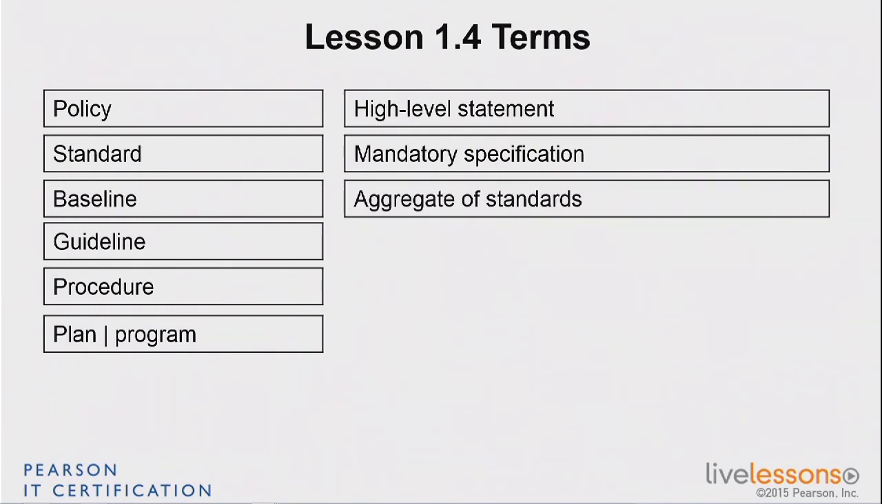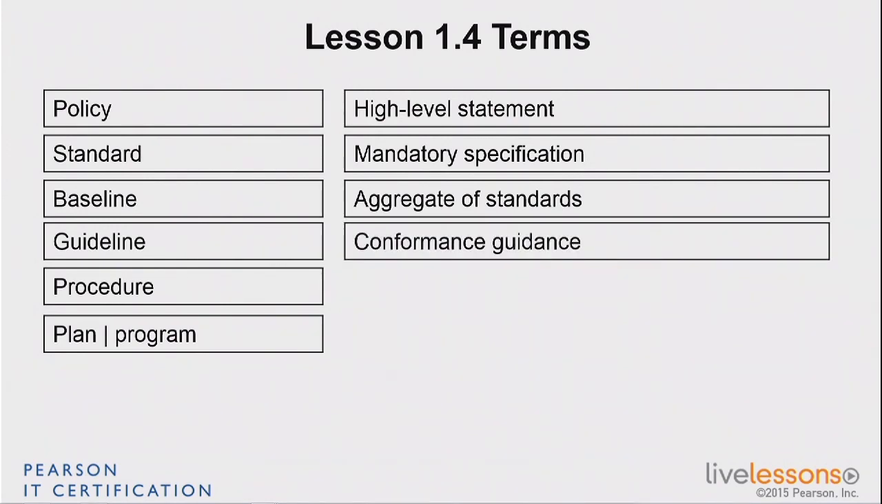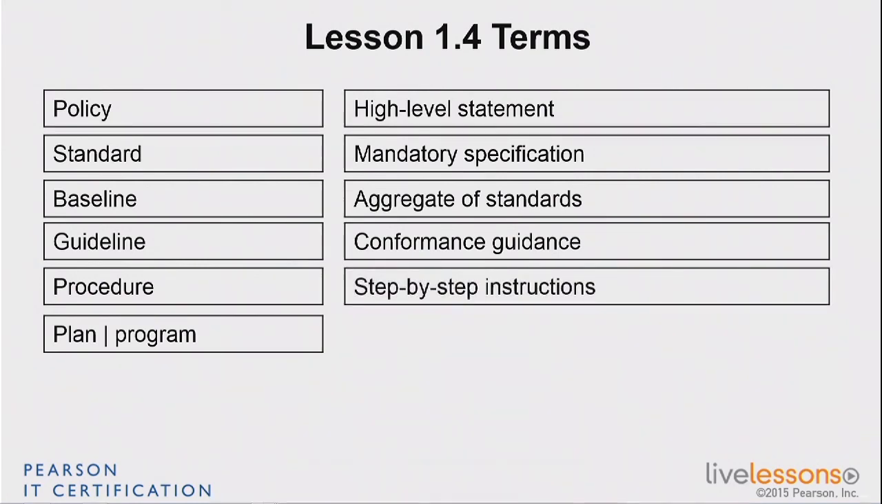A baseline is an aggregate or a collection of standards for a specific group. That group might be a set of devices, it might be locations, it might be users, but it's an aggregate of standards that relate to some group. A guideline is just conformance guidance. It really just helps us understand what we need to do to conform or to follow a mandatory requirement. Procedures are step-by-step instructions. We discussed 4 types of procedures. We discussed a simple step, a hierarchical, a graphic, and flowchart.